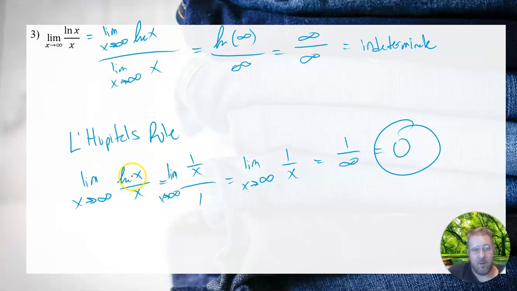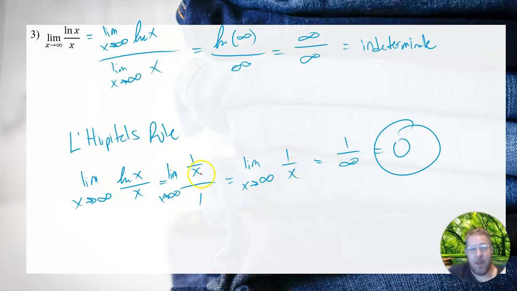Derivative of x is 1. Derivative of natural log of x is 1 over x, right? So this is still the limit as x approaches infinity. Got to keep it in limit notation. Then I'm going to simplify it down. I honestly could have skipped this because it's obvious that these are equal.